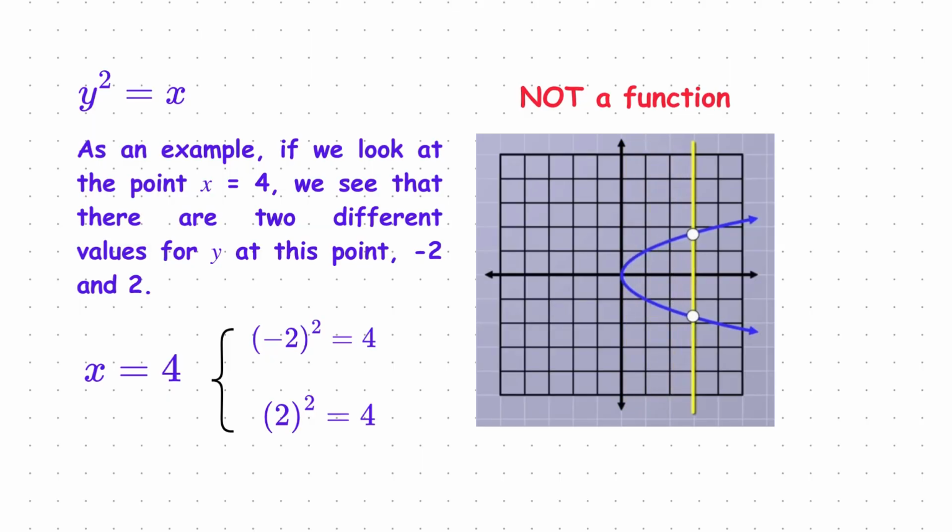However, this graph, which is for y squared equals x, is not showing a function. Well, as an example, if we look at the point x equals 4, we will see that there are two different values for y at this point, -2 and 2. And you can see also in the formula that if I put x equals 4, I can have both: -2 to the power 2 is 4 and 2 to the power 2 is 4. Therefore, this graph does not pass the vertical line test and it is not a function.